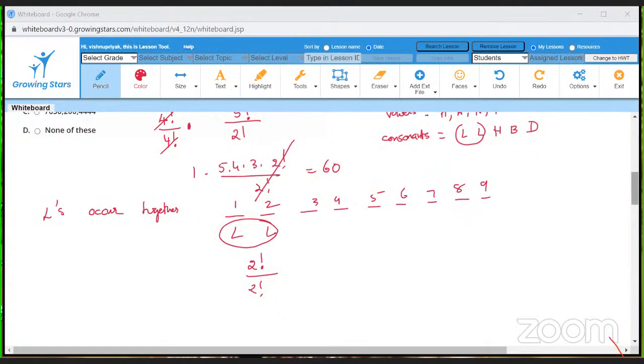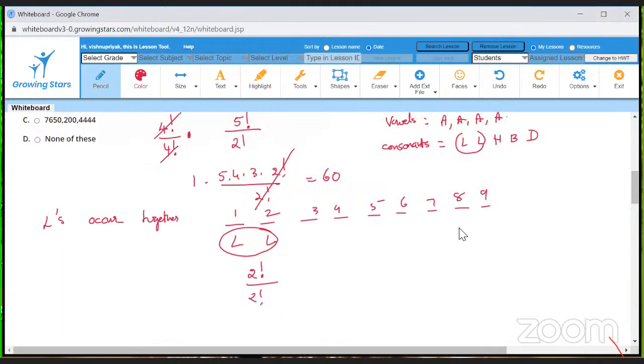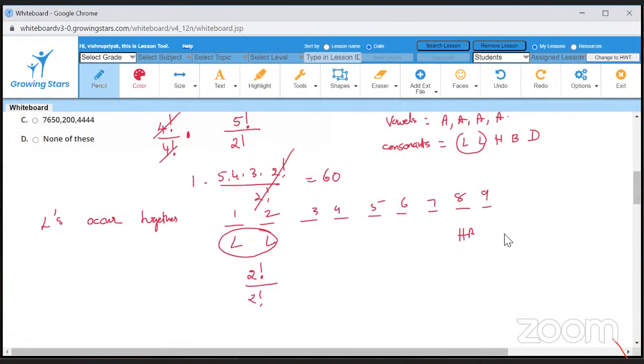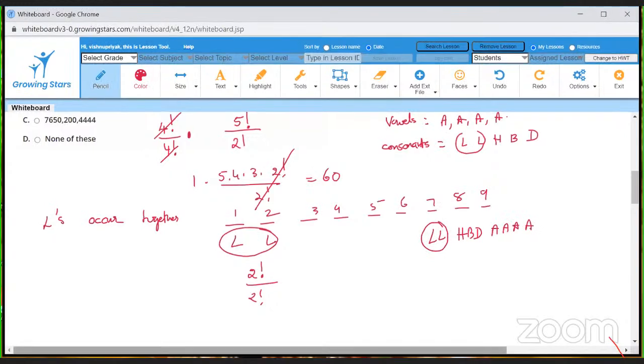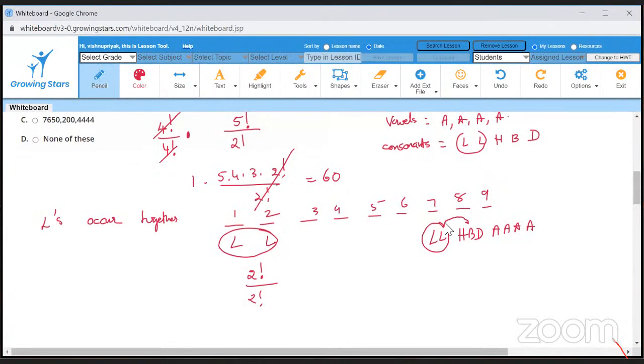Because if I take out 2 L's, what is left? H, B, D is left. Then A are left. And then L is forming 1, right? Why am I counting this L? I'll tell you. Already I have arranged LL. But why am I counting LL again? This LL can sit here. The LL can sit here in between B and D.